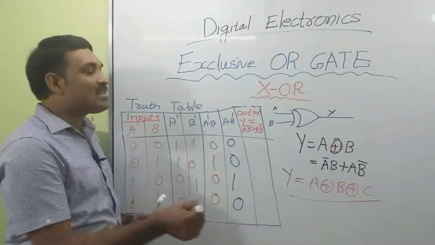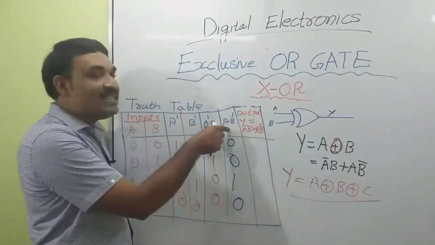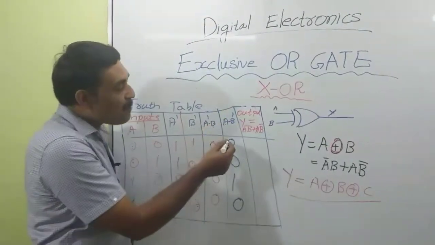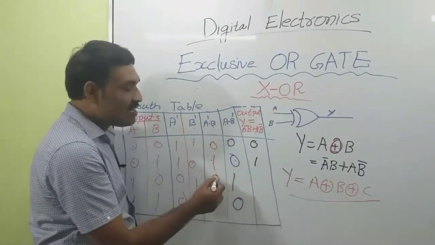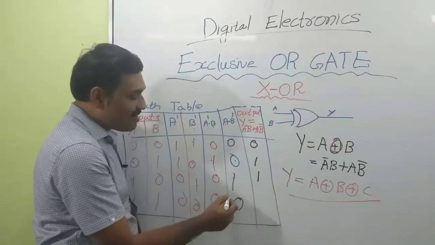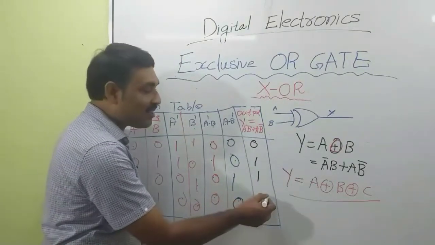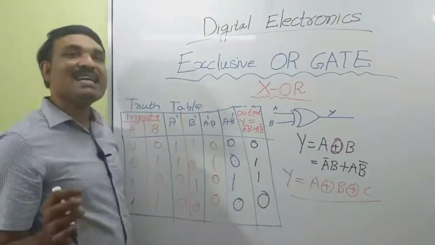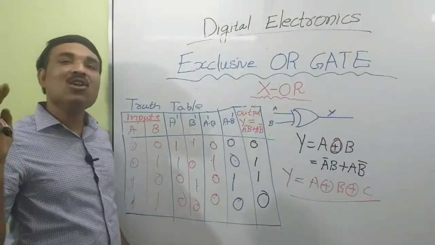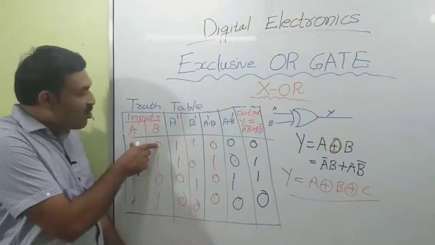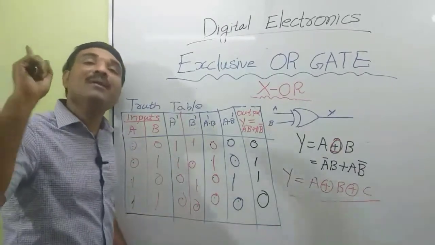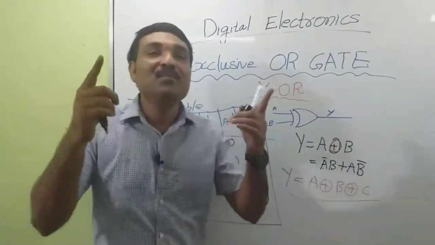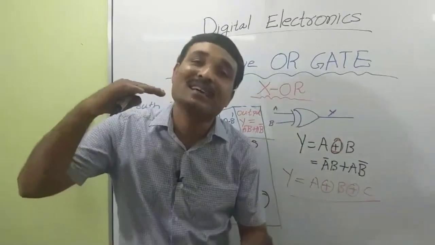Now the output is the logical addition of these two columns. So 0 plus 0, 0. 1 plus 0, 1. 0 plus 1, that is 1. 0 plus 0, that is 0. So we can say the output is low if both inputs are low or both inputs are high, and the output will be high if one input is low and the other input is high.